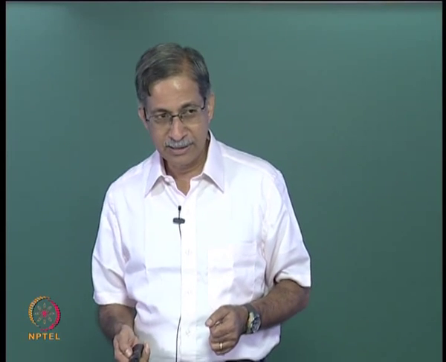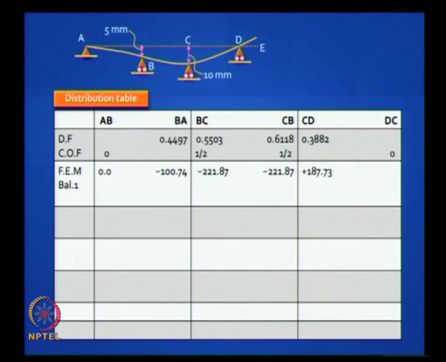So this is the distribution table. As you can see from the number of lines I have drawn, you do not get it in one cycle. So how do we do this? First you write down the element numbers, write down the distribution factors. Please note, at any joint the sum of all the distribution factors should add up to 1. Then you write down the carryover factors, and you write down the fixed end moments. In this case the fixed end moments are caused by the support settlements, right?